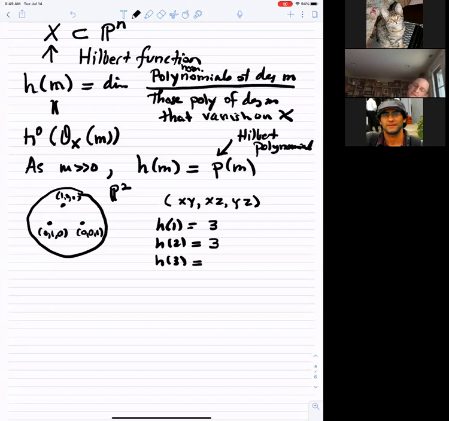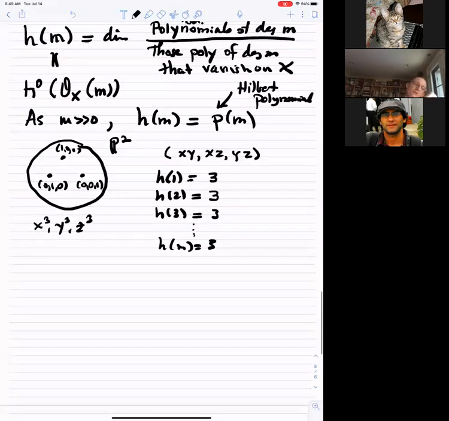If I look at cubics, you see that x cubed, y cubed, and z cubed don't vanish on these 3 points. And any other cubic monomial vanishes because it's divisible by xy or xz or yz. So that's 3, and you see that this way Hm is always 3. So in this case Hm, which is Pm, is equal to the constant polynomial 3. But this Hilbert function is a little bit sensitive to where the points are.